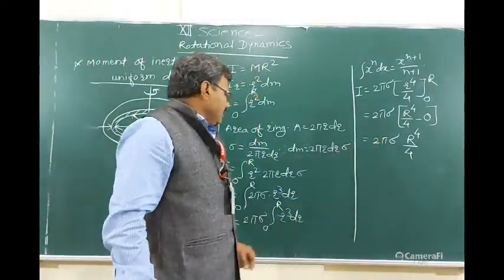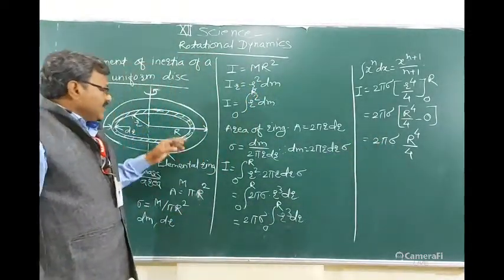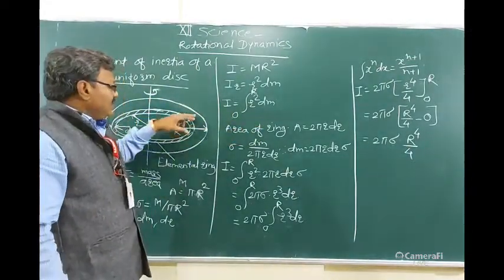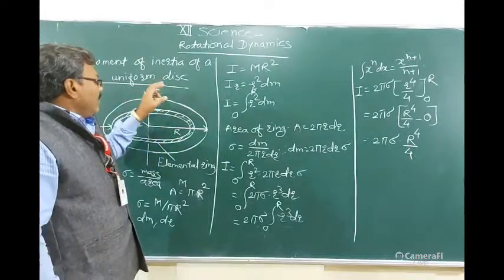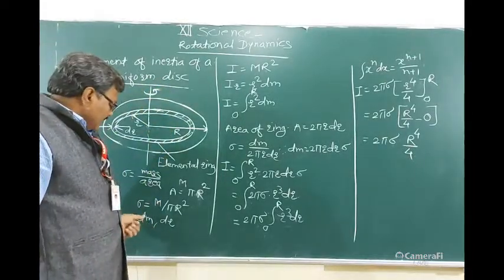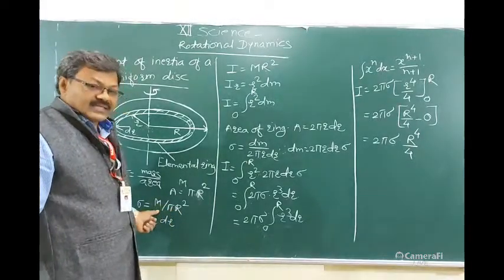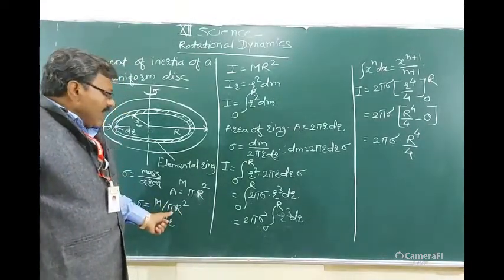But this sigma is the surface density of the uniform disk, and so this sigma is equal to m upon pi r square.